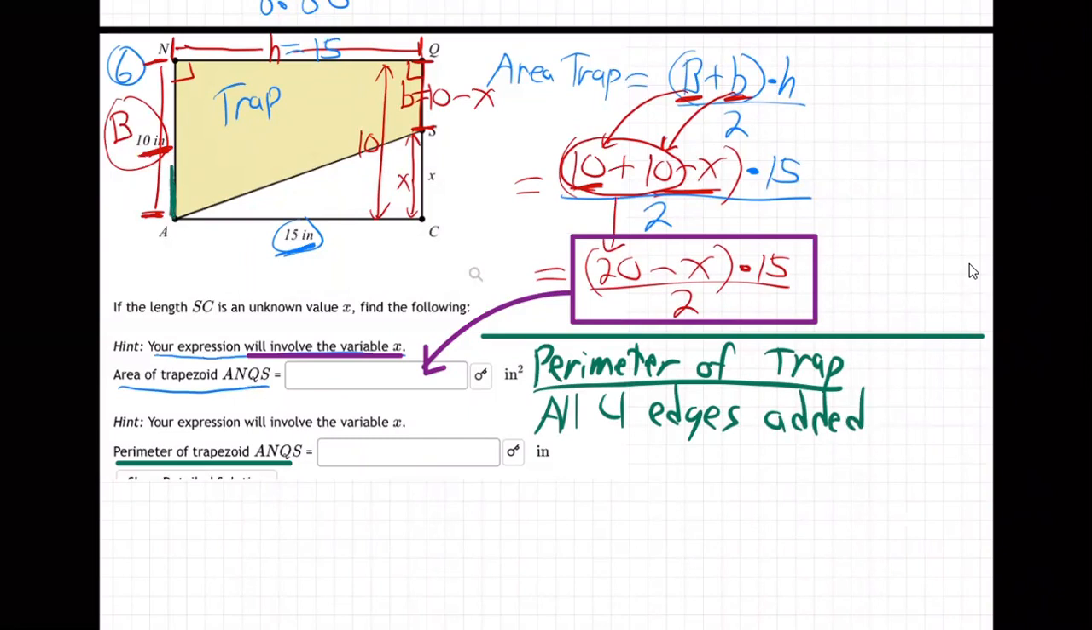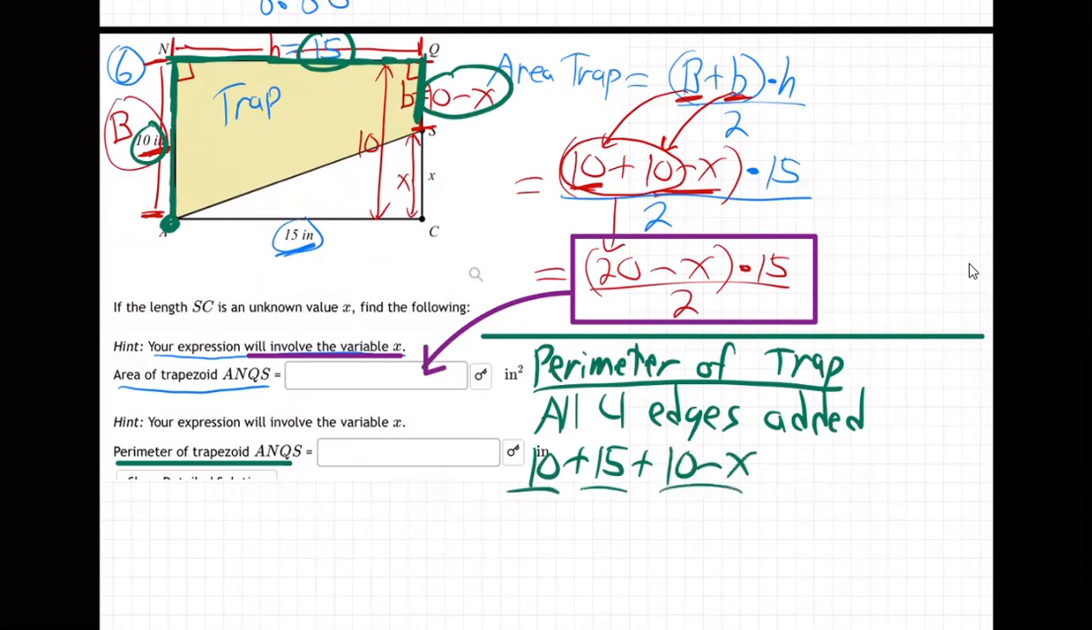Here we go. I'll do the first edge right here. I'm going to start right down here, and I'm just going to go all the way around. So that's 10. And then the top part, which is 15. And then this part right here, which we already know is 10 minus x.